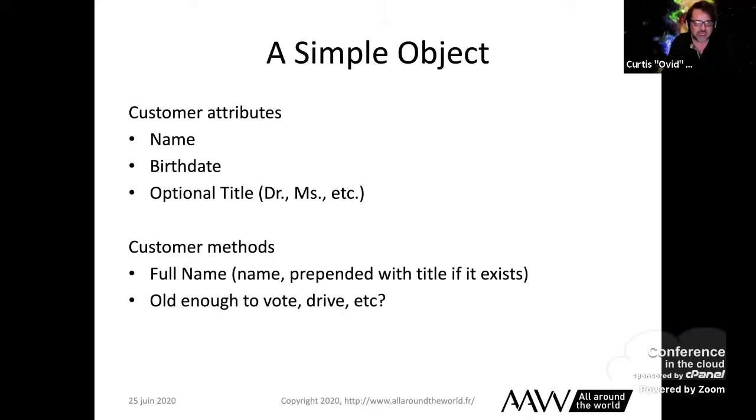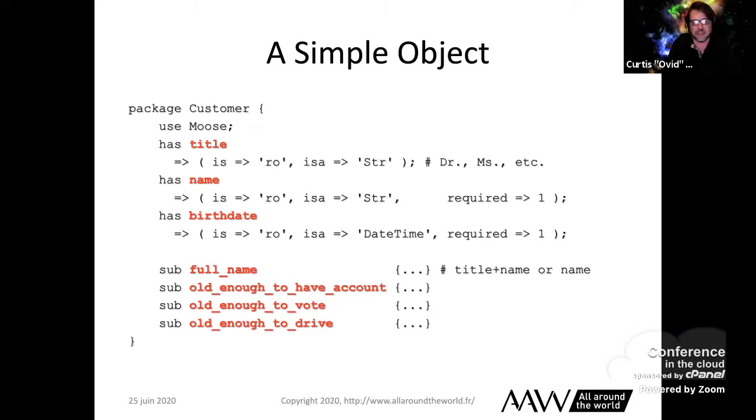So let's look at a simple object so I can give you some more concrete examples so it's not just theoretical. We've got a customer object: name, birth date, optional titles such as Dr. or Ms. or something like that. We have customer methods. So we can get the full name, which is a name with the title prepended if it exists. And then we ask, are they old enough to vote? Are they old enough to drive, etc. And in Moose, it might look like this. We've got our title, name, and birth date slots, and then we've got the methods down below.